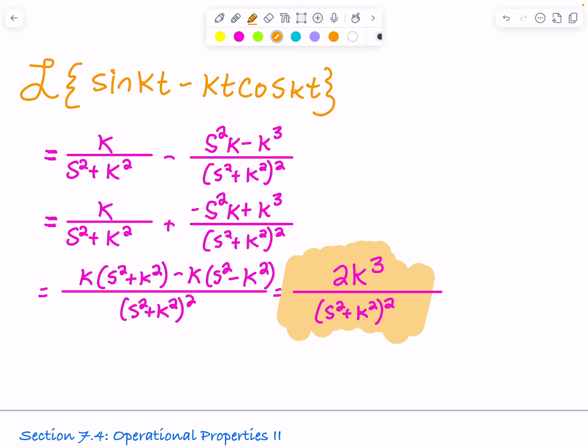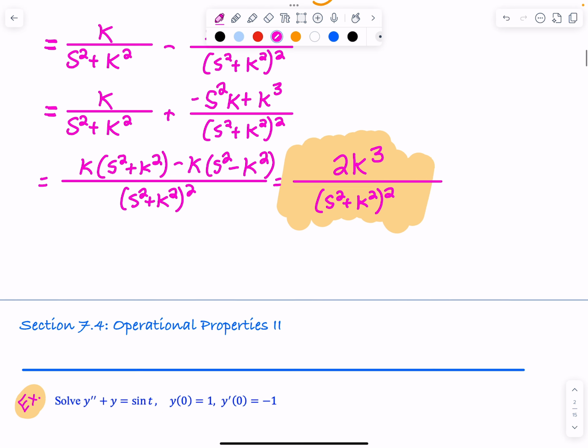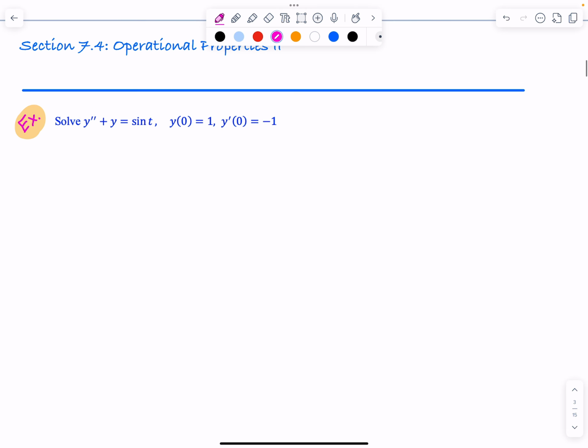All right, we are going to solve a problem that requires a bit of this, and then we'll end the video there. So just algebra again, always, right? Okay, so solving this second order differential equation with a couple initial conditions. So solving an IVP, it's going to be starting off with the Laplace of both sides.